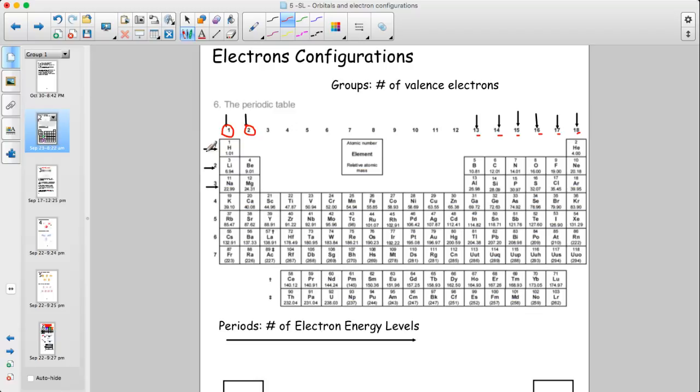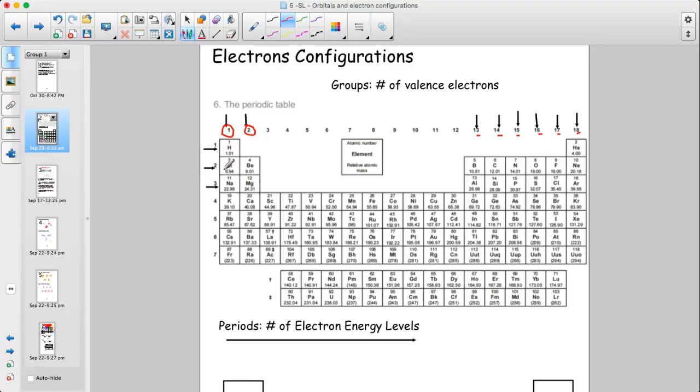So hydrogen only has an electron in the first energy level. It has 1 electron because it has 1 proton. So 1 electron balances the positive charge of the proton. And so it just has 1 valence electron in that first energy level.